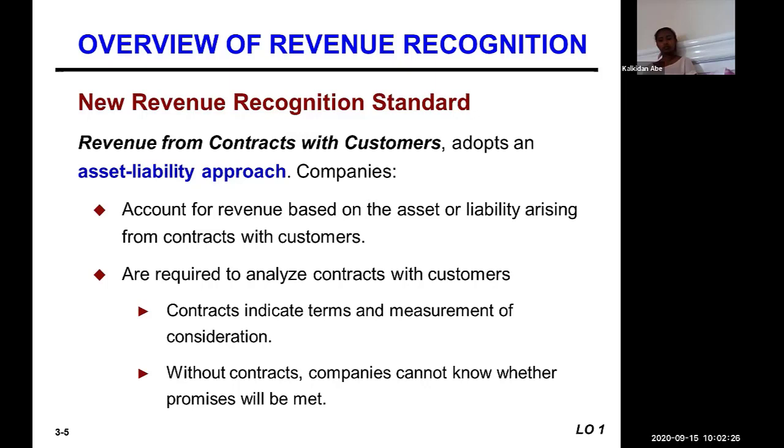So you are required to analyze contracts with customers. ከከስተመሮቻችን ጋር ያለን ኮንትራክት ምንድነው የሚመስለው? ኮንትራክት ይላችኋል፣ እዚህ ጋር contract indicates terms and measurement of consideration. There is a term, there is also what measurements? ባለፈው principle of accounting ላይ ስታዩ term of creditዎች አሉ፣ ኮንትራክቶች አሉ። For example ምን አይነት ተርሞች ይኖራሉ? term of credits ምን አይነት ይኖራል?